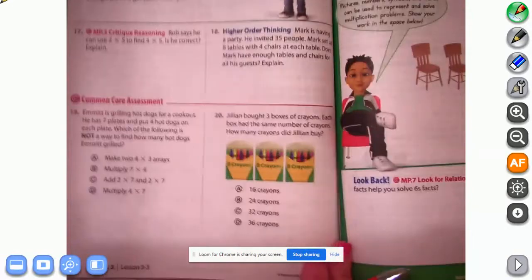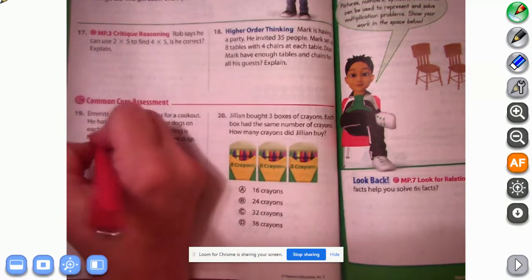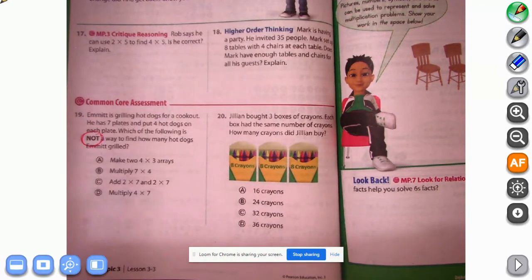All right. Number 19. Emmett is grilling hot dogs for a cookout. He has 7 plates and put 4 hot dogs on each plate. Which of the following is not a way to find how many hot dogs Emmett grilled? The way not to find it. So we're looking for the wrong answers, okay?